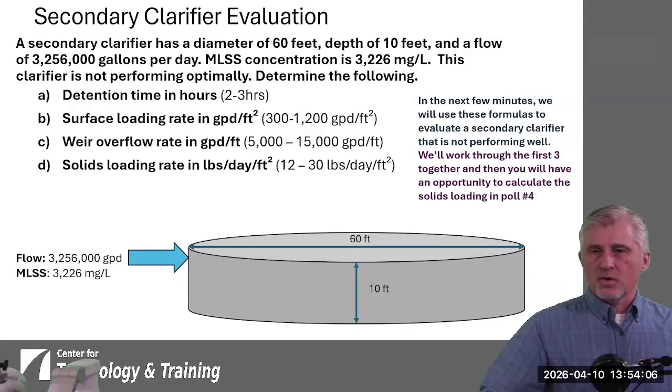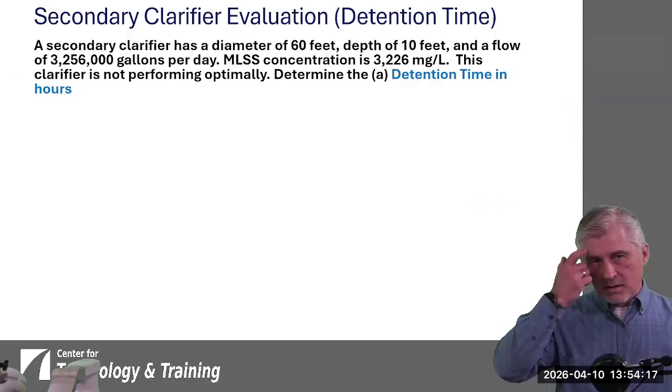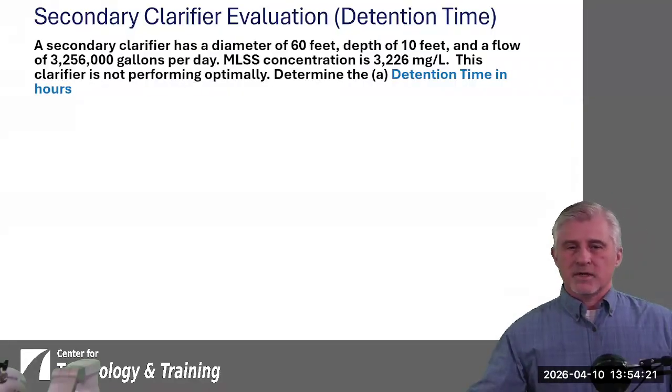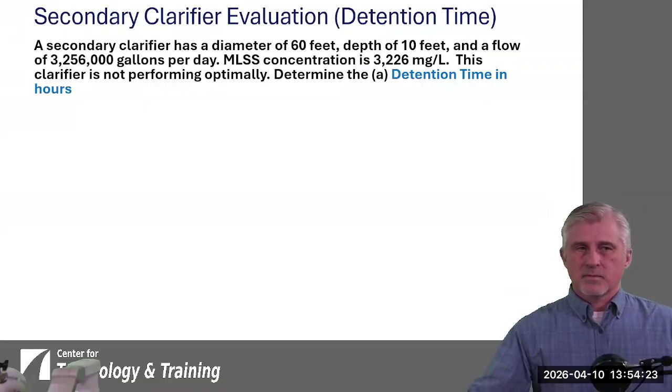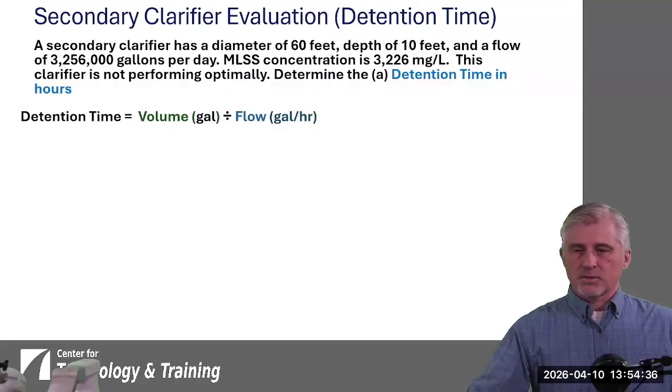In this case, we've got our flow down here. We've got our concentration. We've got our depth. We've got the diameter of our clarifier. So using that information, the first thing we're going to do is determine what the detention time is based off the information that we were given. So from yesterday, we said that detention time is equal to the volume in gallons divided by the flow in gallons per hour.